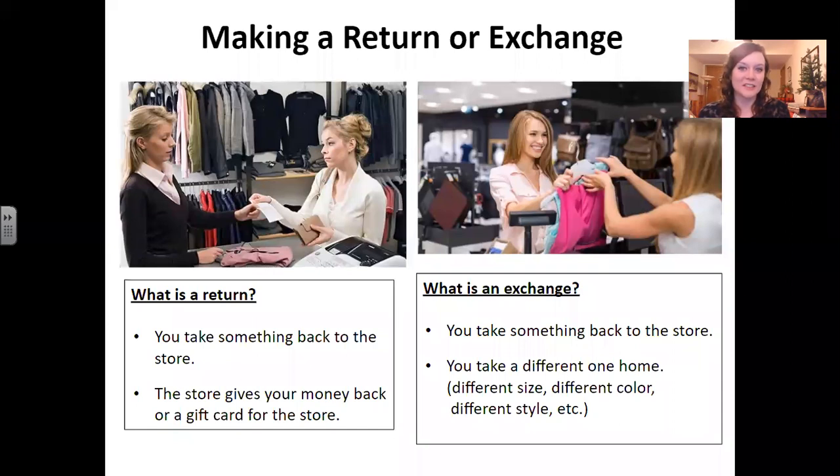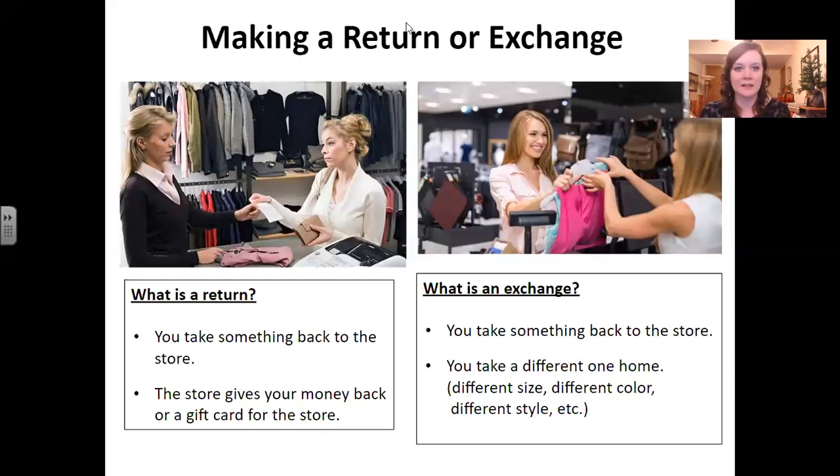Today we are going to continue our clothing unit. We have been talking about shopping for clothes. Today we are going to talk about something very important when we shop for clothes. Today we are going to talk about making a return or exchange. Making a return or exchange.